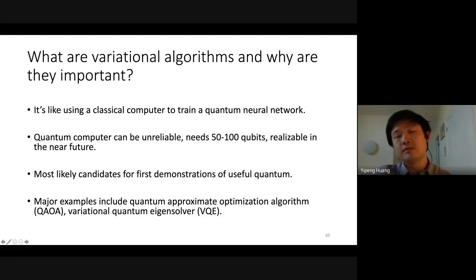As I said, there are a few important examples of these types of algorithms, like QAOA, which is the quantum approximate optimization algorithm, and also VQE, which is an algorithm used for quantum chemistry. Up to this point, this is just a very cursory introduction to what a VQE algorithm is, but I'm happy to take questions if we have anything about that up to this point.